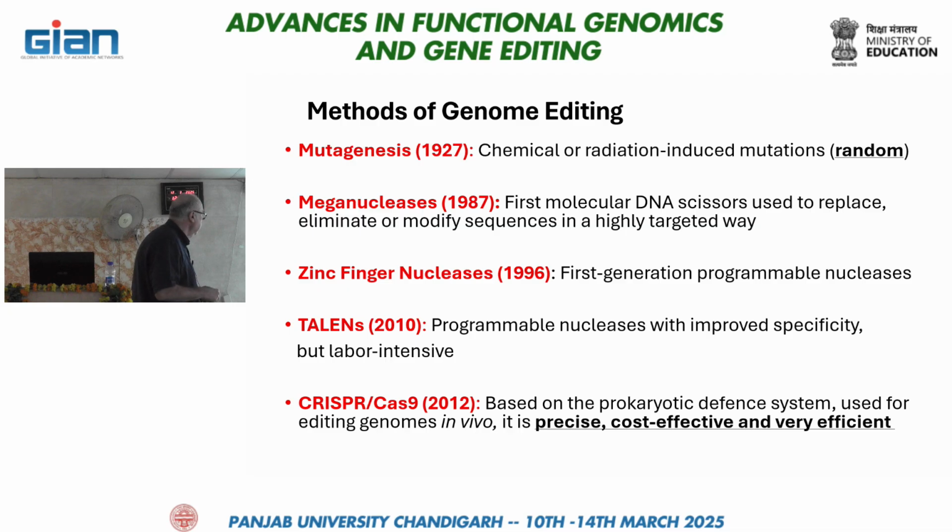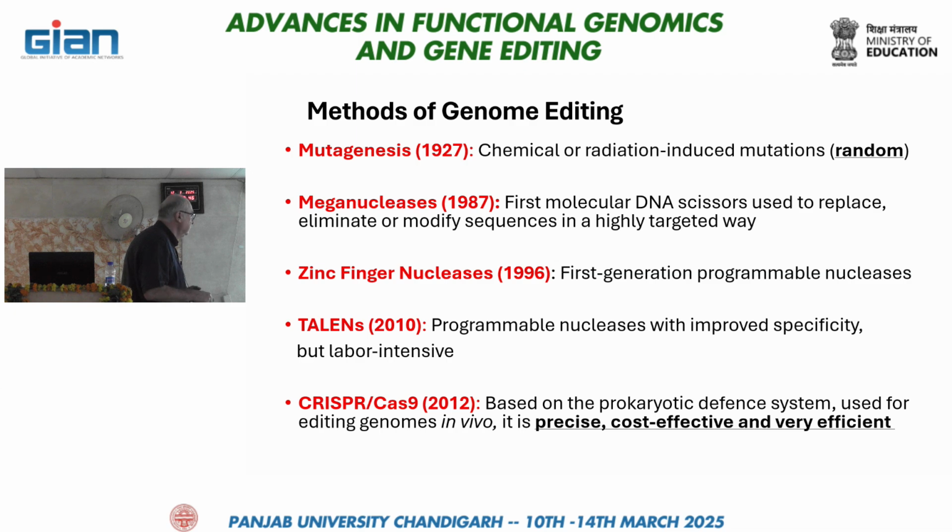Then, in 1987, meganucleases were introduced. It was the first molecular DNA scissors used to replace, eliminate, or modify sequences in a highly targeted way. So it was much better, an improvement. Then, in 1996, zinc finger nucleases were introduced to this field.